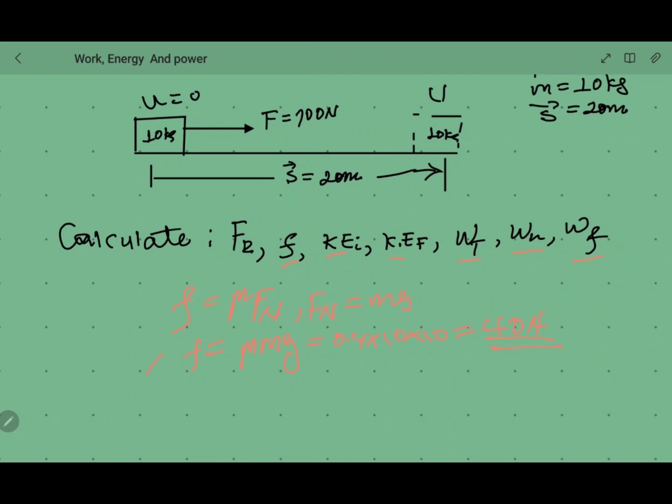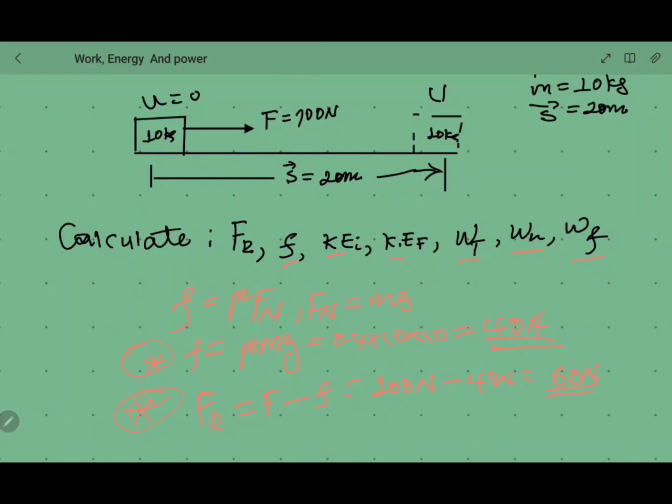Next, get the resultant force. This is the first thing you do. The resultant force is the applied force F minus the frictional force, that is 100 Newton minus 40 Newton. So this gives you 60 Newton. So the resultant force, which is responsible for increasing its velocity, is this 60 Newton force acting on it.